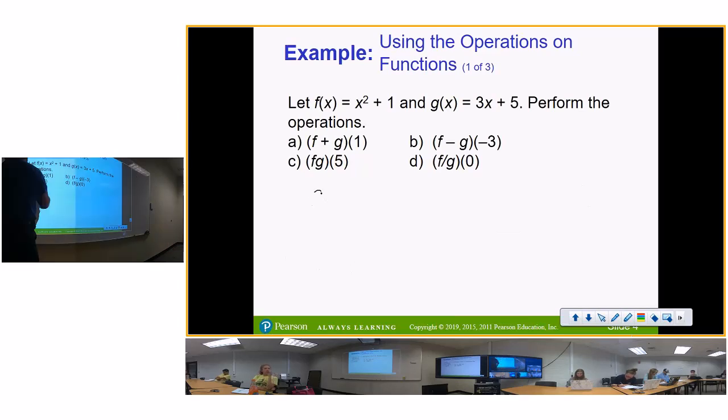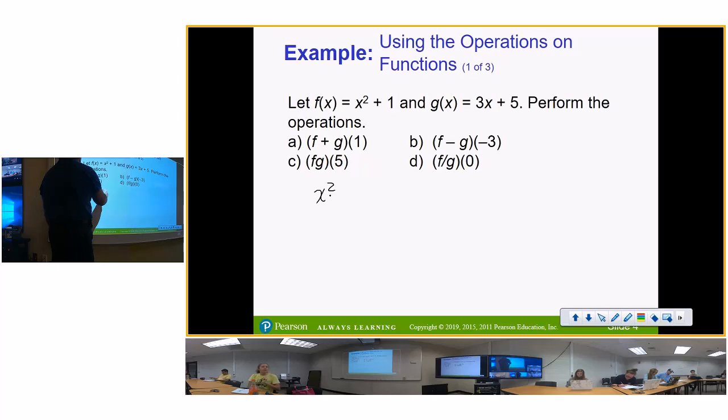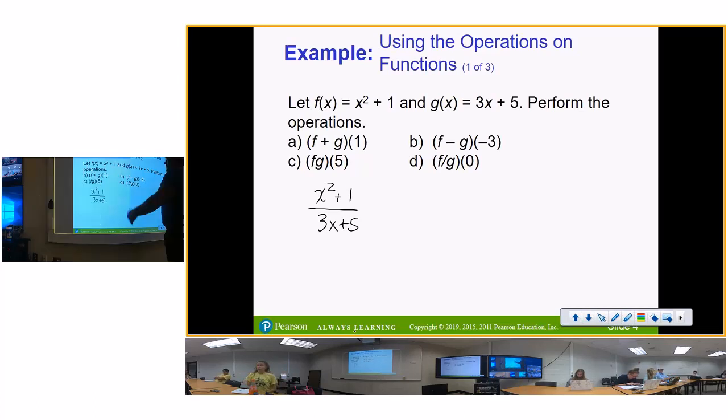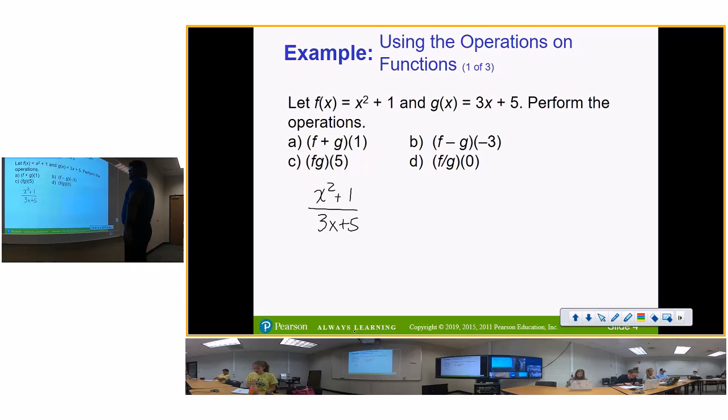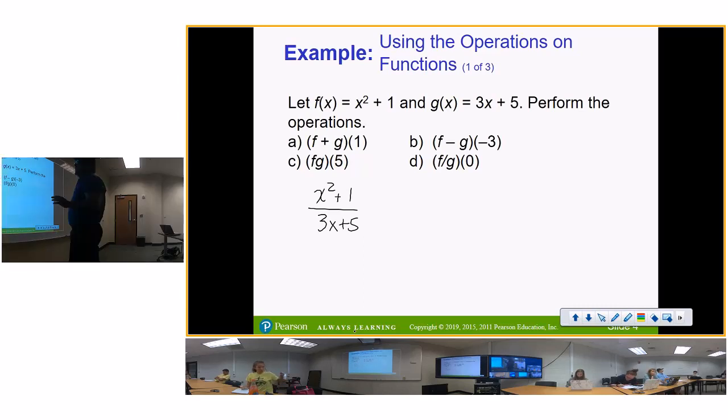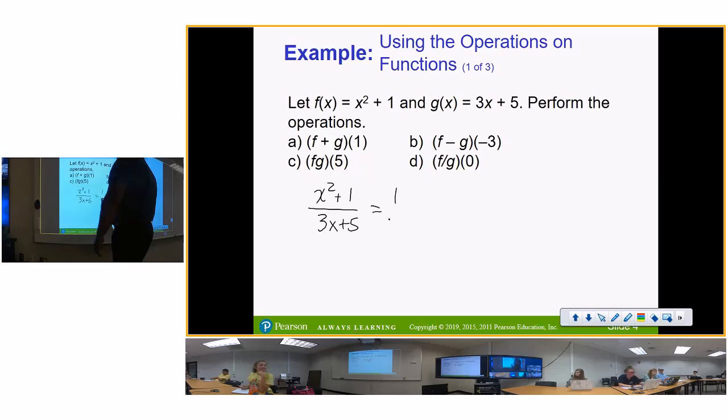Really, you can't do anything with x squared plus 1 over 3x plus 5. Why can't you? Because you can't divide anything into it, so you can just rewrite it. And it's going to be 0. I'll do this for you, okay? 0 plus 1 is 1. And 0 plus 5 is what? 5. So I'll do that one for you.